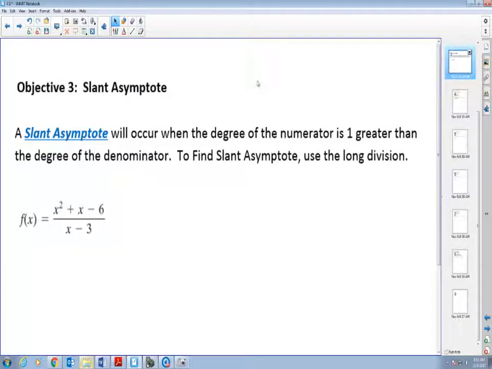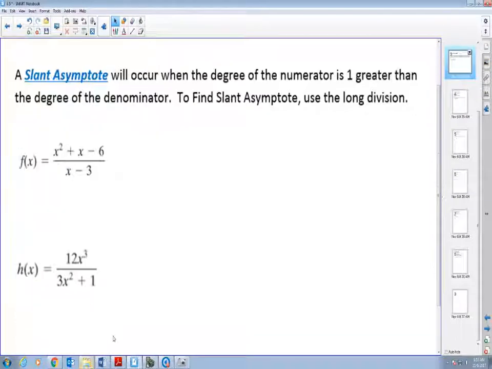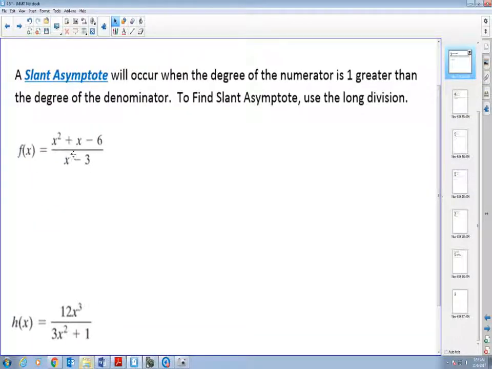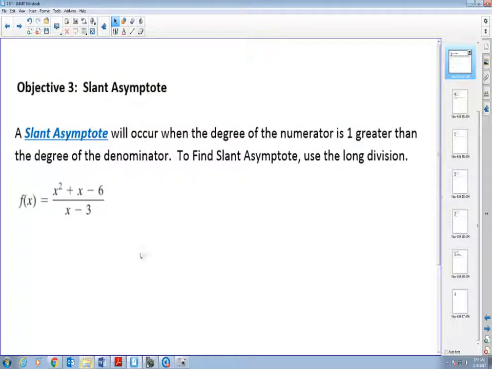In this particular example, the degree of the numerator is 1 greater than the bottom. Then what you have here is a slant asymptote. I brought this example over so I can show you how to find the slant asymptote. To find the slant asymptote, we will use long division.